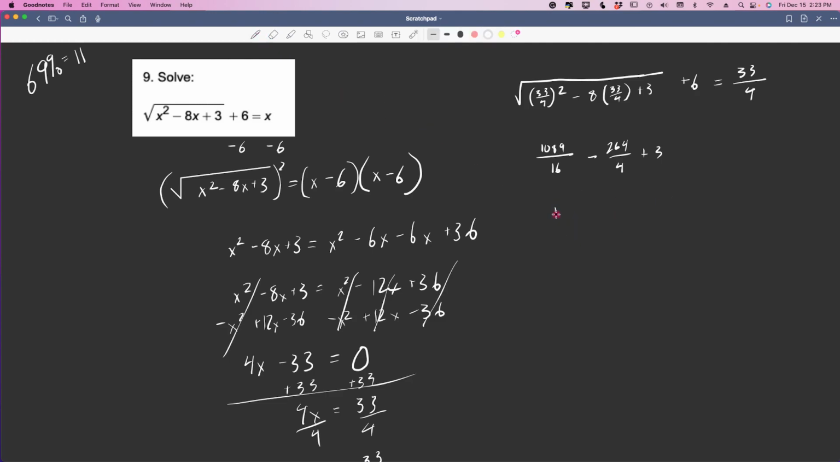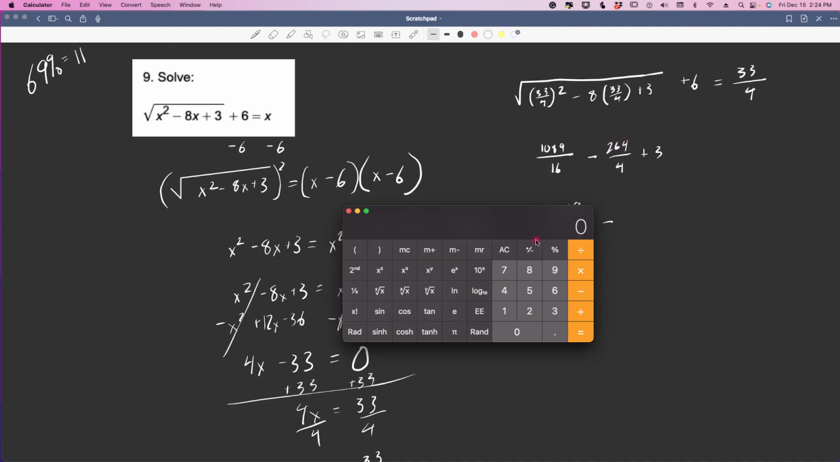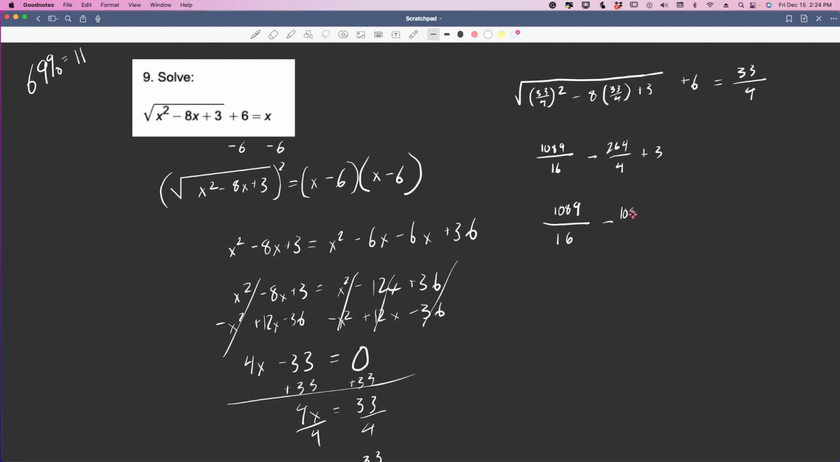So this is going to be 1089 over 16 minus, we're going to multiply this by 4. So it's going to be 264 times 4 is 1056 over 16 plus 16 times 3. That's going to be 48. Yeah, 48 over 16. That's the square root of all of that. So now we can actually do the math here. So let's do that.